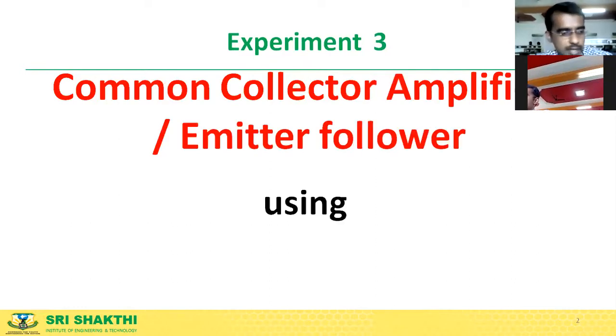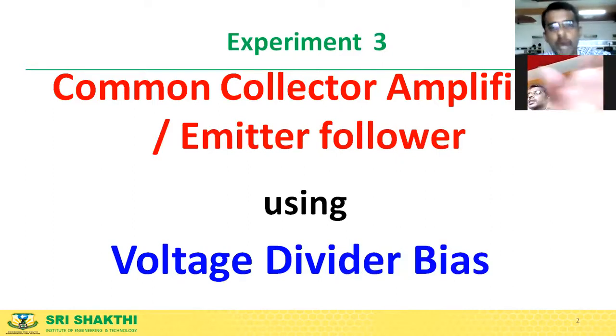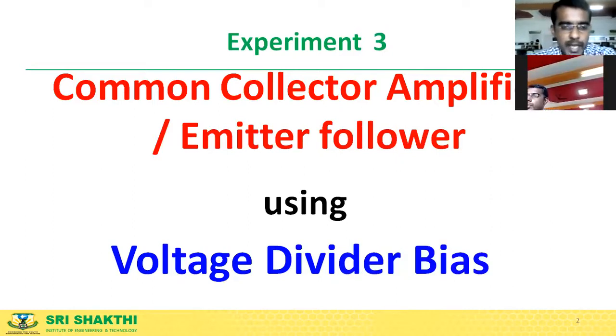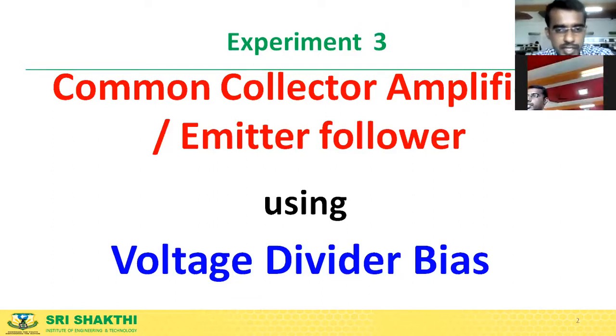This common collector amplifier is also called an emitter follower. We'll see why it is called an emitter follower, and how or why it is a voltage divider bias. So why is it called voltage divider bias? We'll go with a bottom-up technique.